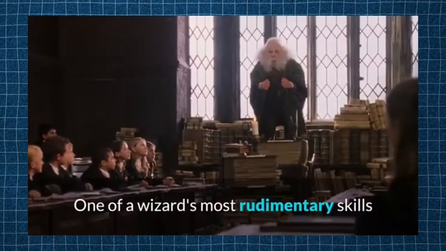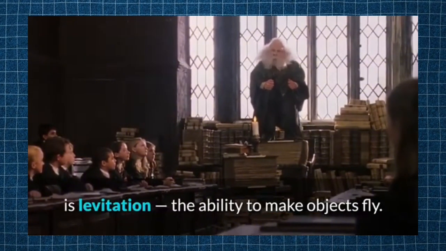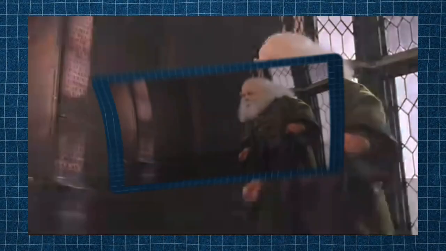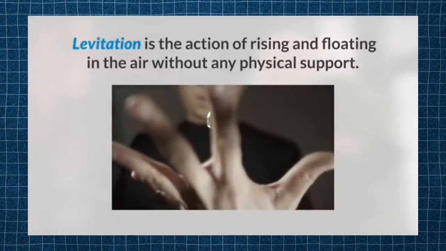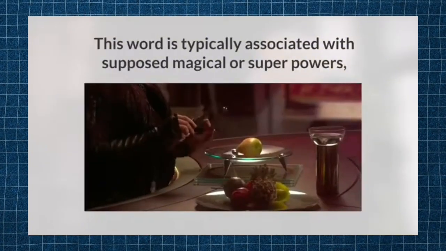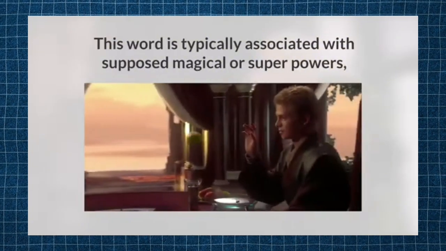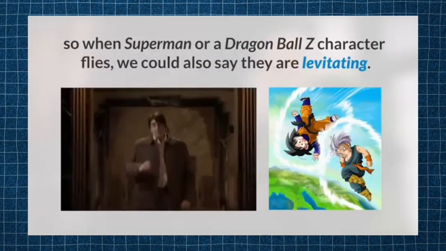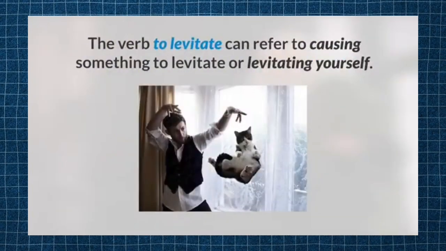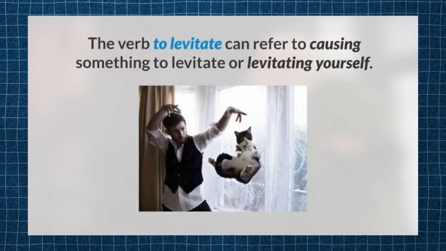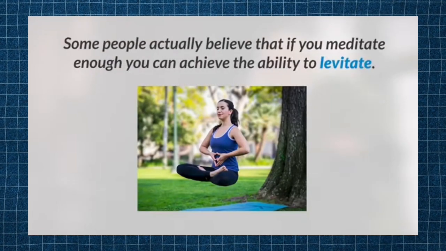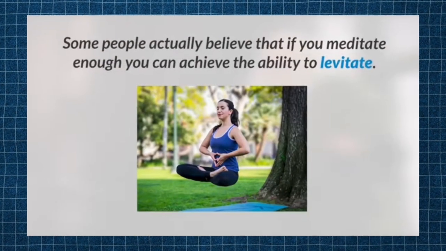One of the wizard's most rudimentary skills is levitation, or the ability to make objects fly. Levitation is the action of rising and floating in the air without any physical support. This word is typically associated with supposed magical or superpowers. So when Superman or a Dragon Ball Z character flies, we could also say they are levitating. The verb to levitate can refer to causing something to levitate or levitating yourself. Example: some people actually believe that if you meditate enough, you can achieve the ability to levitate.